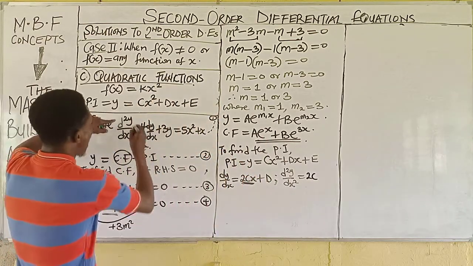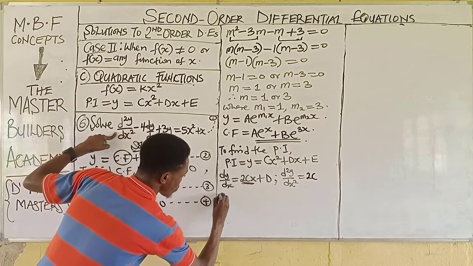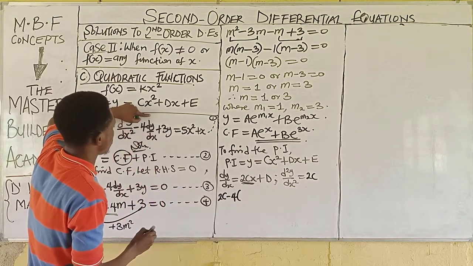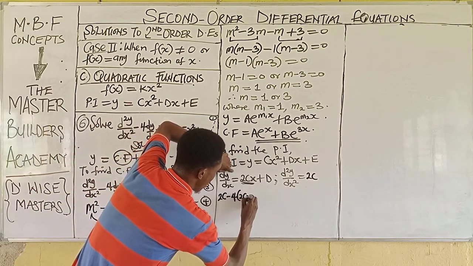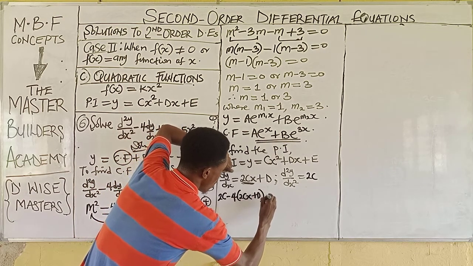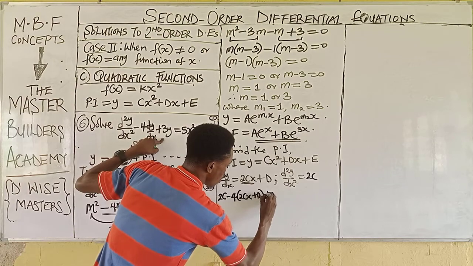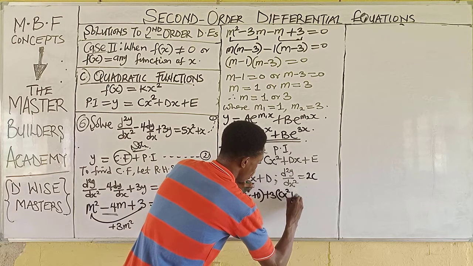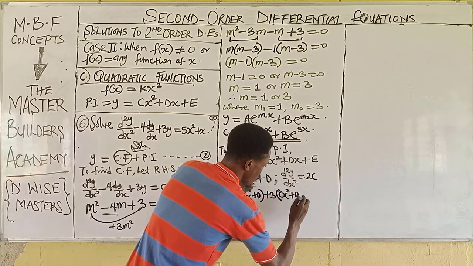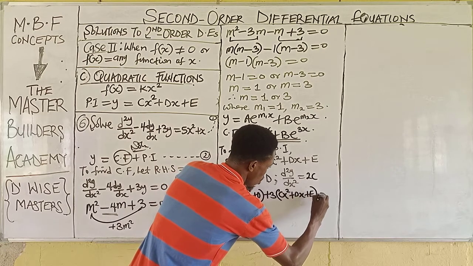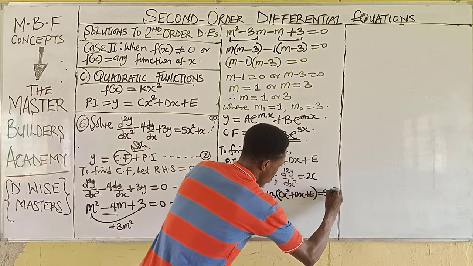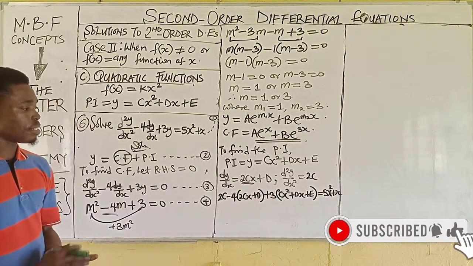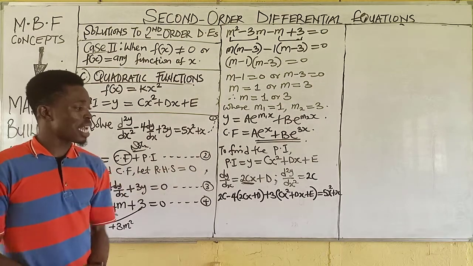Okay, so replace everything here with 2c. Then minus 4 multiplied by dy over dx, which is 2cx plus d. Then plus 3 multiplied by y. We have y to be what? cx squared plus dx plus e, all equal to what? 5x squared plus x. Is that clear? That's it. 5x squared plus x.